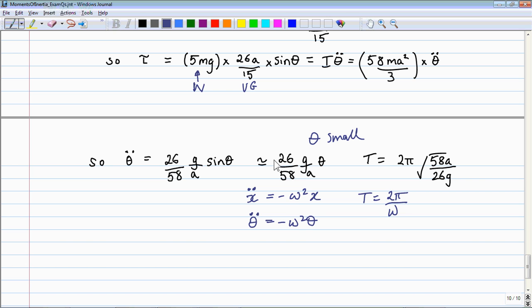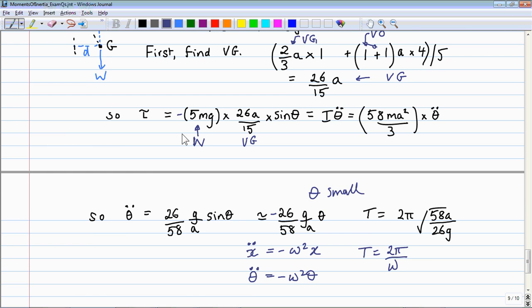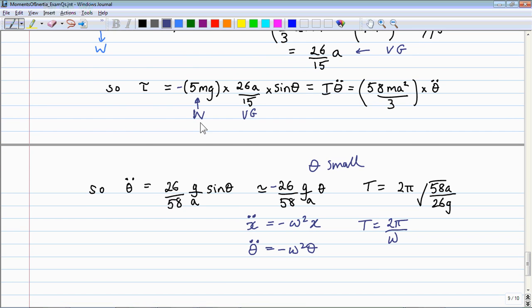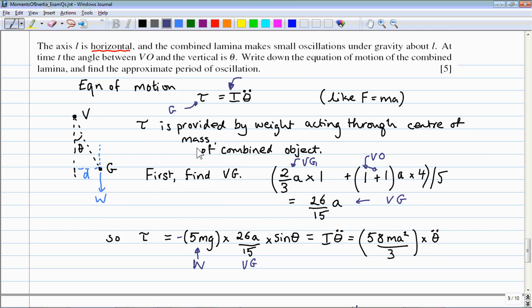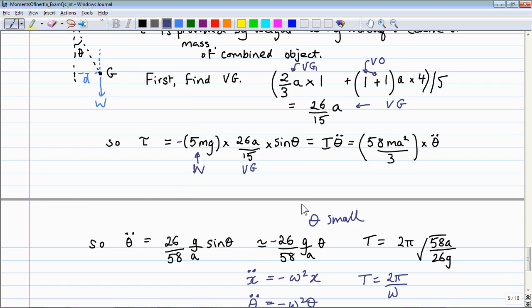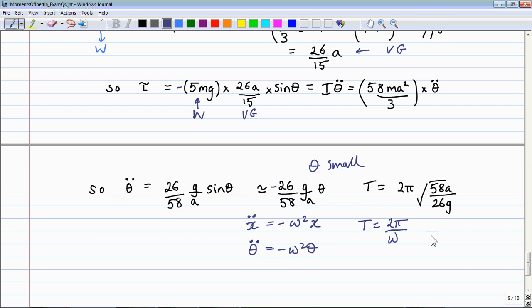Actually I always forget to put the minus here. Actually this is a minus because the torque is tending to make the theta smaller. You can see that the effect of the weight is to pull G that way, which reduces theta, so actually there's a negative sign in the equation of motion. So we could say the torque is negative, and so there's a negative sign here.